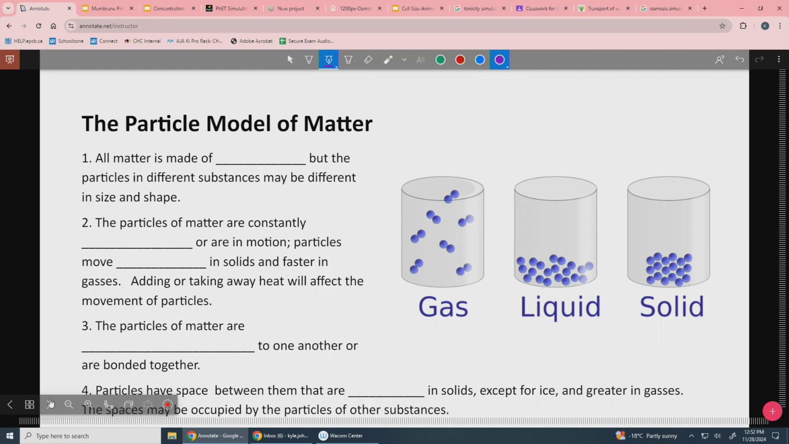First of all, matter is made of particles. Particles can be atoms, ions, molecules. The particles in different substances may be different in size and shape. I'll just make a little note here. Examples of particles.